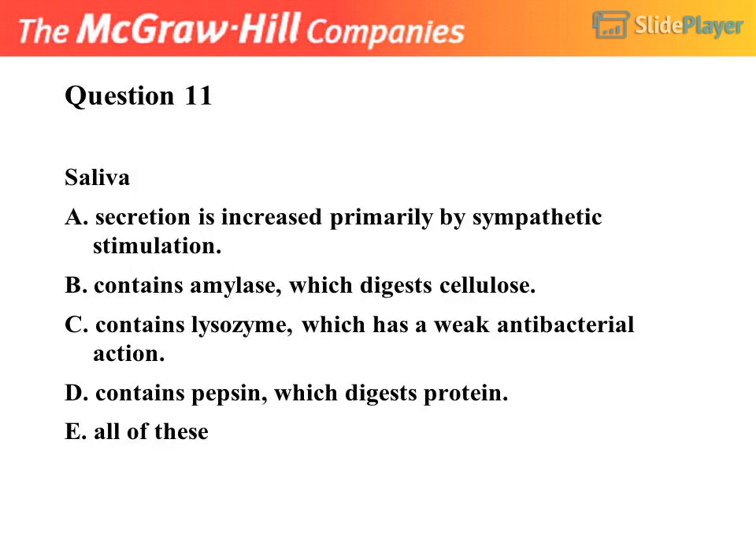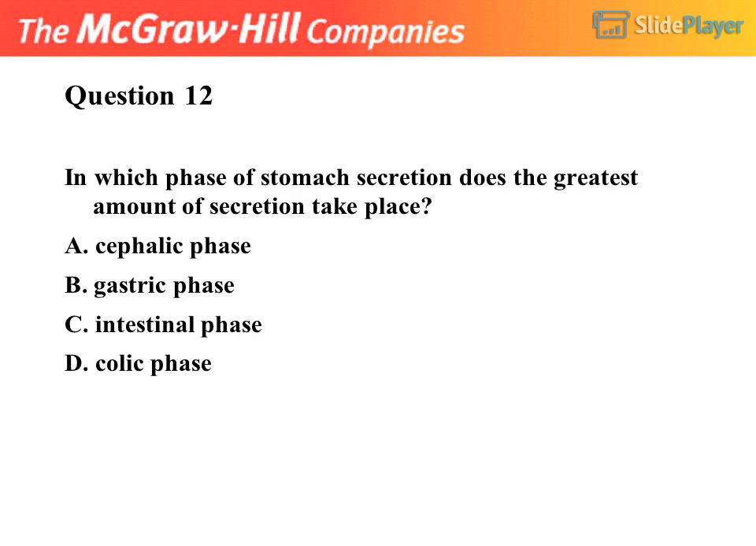Question 11. Saliva: A. secretion is increased primarily by sympathetic stimulation. B. contains amylase, which digests cellulose. C. contains lysozyme, which has a weak antibacterial action. D. contains pepsin, which digests protein. E. all of these.